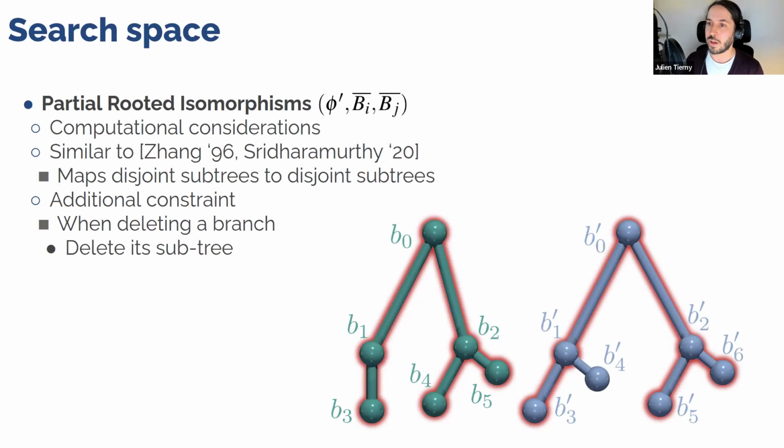In short, given these constraints, you can show that the valid assignments have to be partial isomorphisms between the two BDTs. And they also have to map the root of one tree to the root of the other. This is why we call these partial rooted isomorphisms. So this is a very restricted set of candidates.